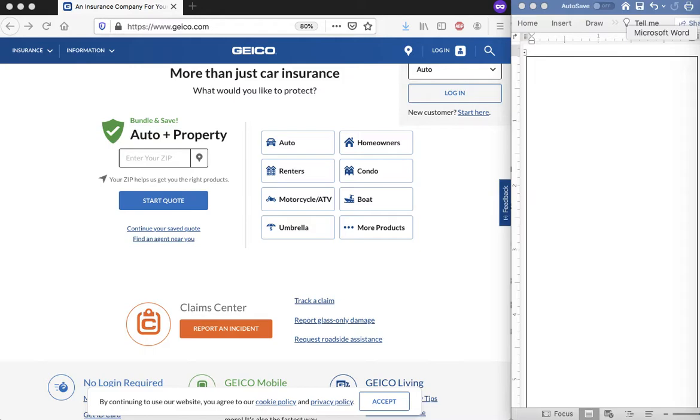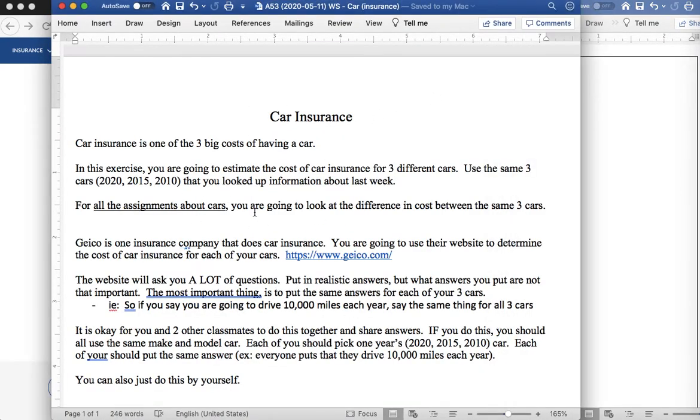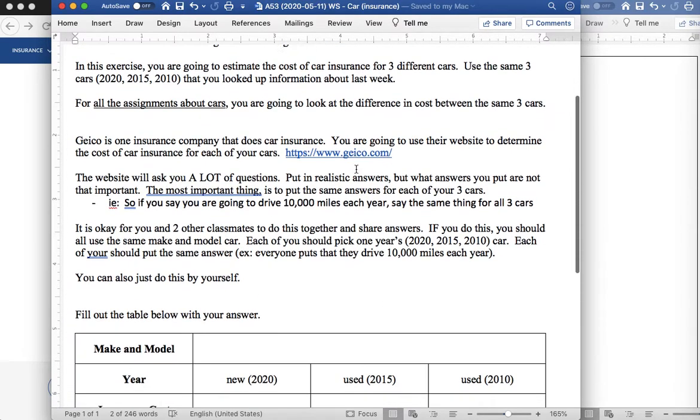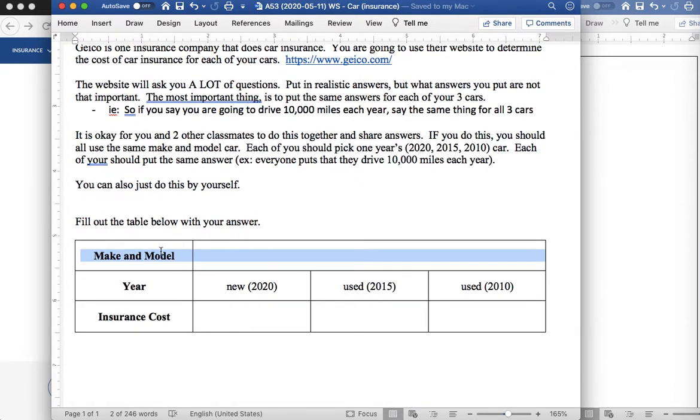Today we're going to be going over this particular exercise. I'm going to be doing an example and explaining the sheet as well. For this exercise, you are going to be calculating the car insurance cost for the three vehicles that you started looking up last week. Last week you should have picked a make and model. You're going to be using the same make and model, and you're going to calculate the insurance cost for a new, a 5-year-old, and a 10-year-old version of that make and model.